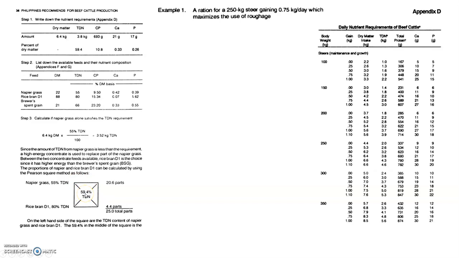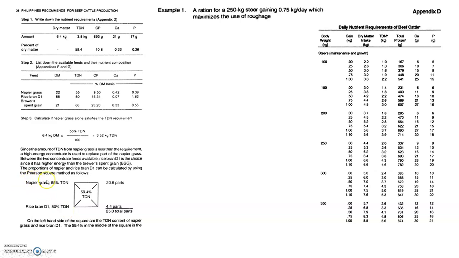Ngayon, we all know that the Napier can provide, but the dry matter percent of the TDN of Napier grass is 55%. Ngayon, si rice bran ay, ilan ba yung rice bran? 80. Okay, 80 yung kay rice bran dito. So, this is important. Dapat tama yung mga sinulat nyo dito sa mga to kasi they will be used for the calculation later. So, paano gamitin itong Pearson square?